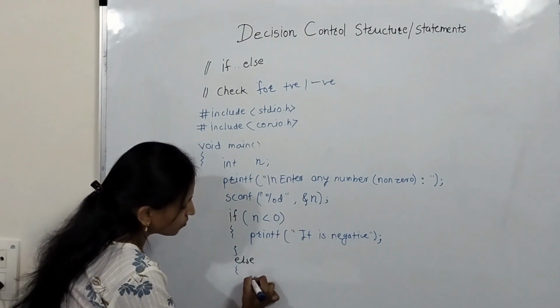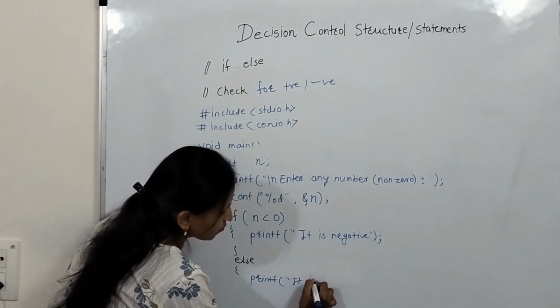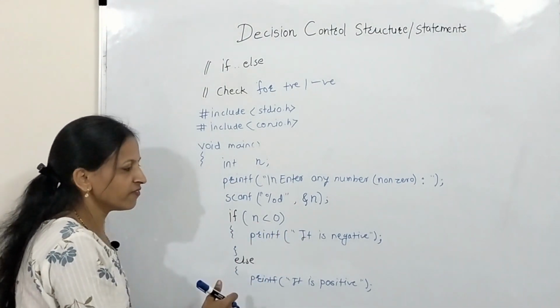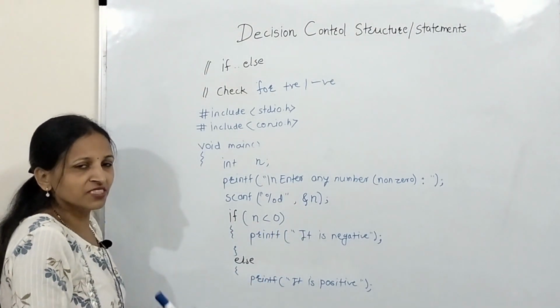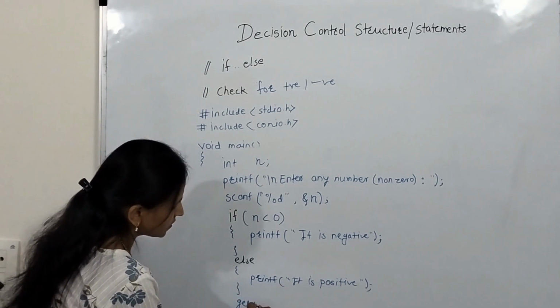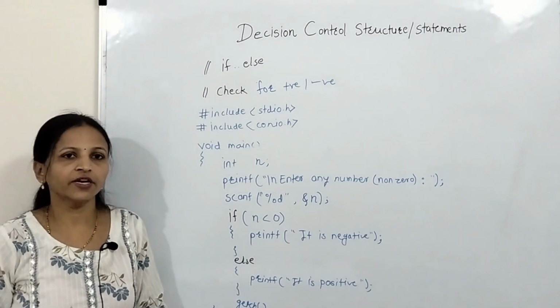Now here, else what is to be done? Else we have to write printf it is positive number. If n is less than 0 it is negative, otherwise it is positive, meaning n is greater than 0 in that case. And stop. This is the program for checking whether the user entered number is positive or negative.